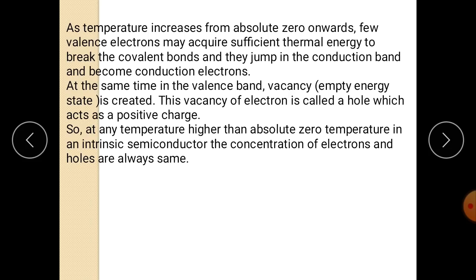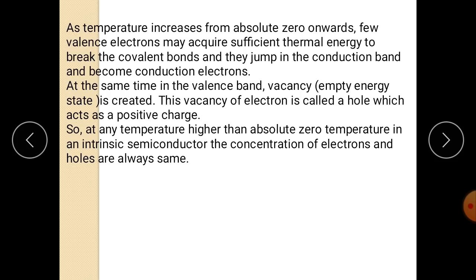This means that when a valence electron moves to the conduction band, at the same time in the valence band a vacancy of electrons is created. These vacancies are equal in number to the conduction electrons. This vacancy of electrons is called a hole. These holes move in the valence band.